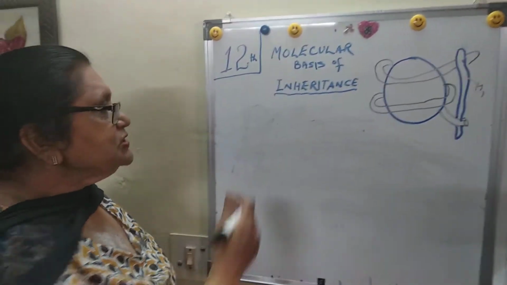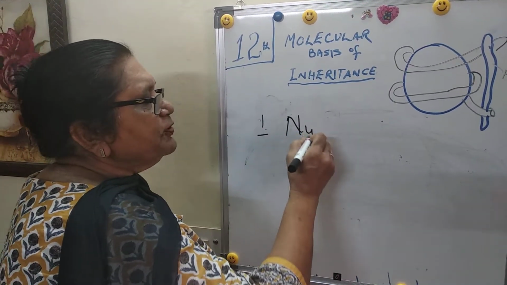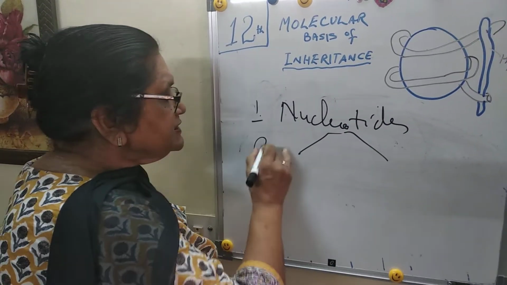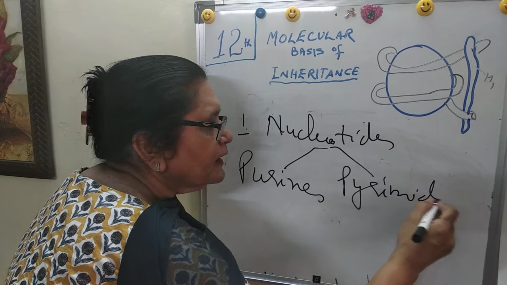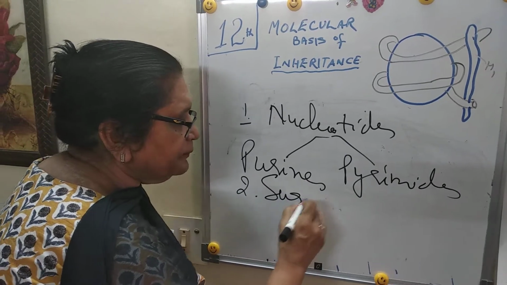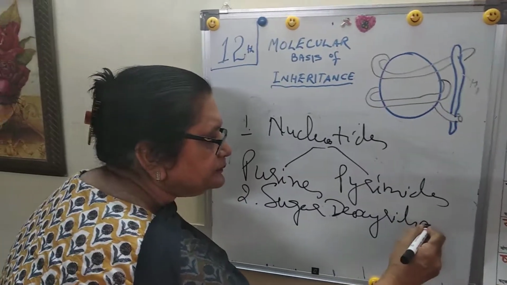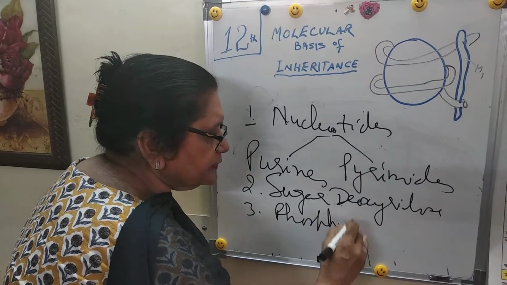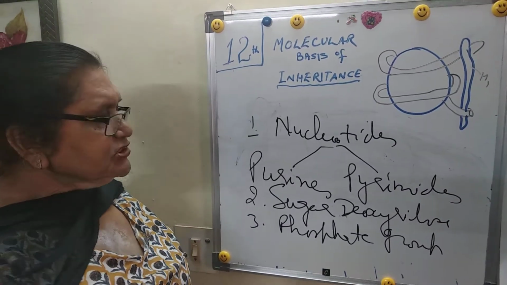Now, the structure of the DNA, which acts as genetic material carrying information from generation to generation. The DNA consists of various structures. One important structure is the nucleotide, which consists of purines and pyrimidines, a sugar, which in this case is deoxyribose sugar, and a very important phosphate group, phosphoric acid.